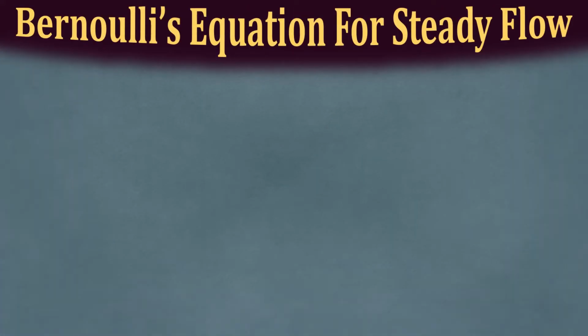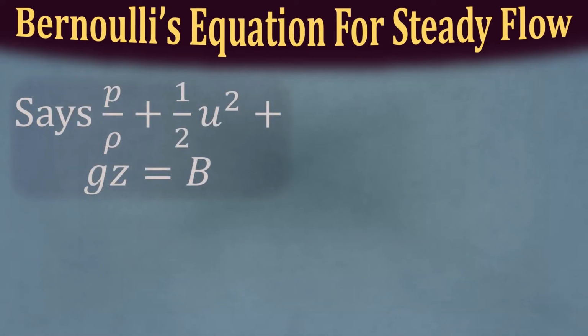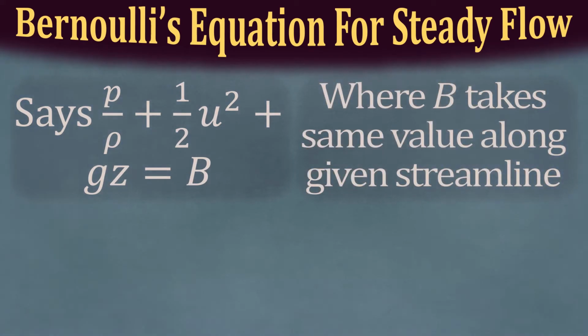It says that p over ρ plus a half u squared plus gz is equal to B, where B takes the same value along a given streamline, but for different streamlines, the value of B will be different.